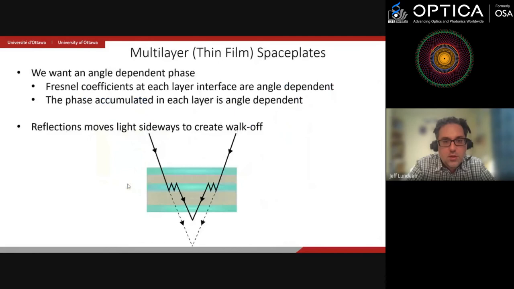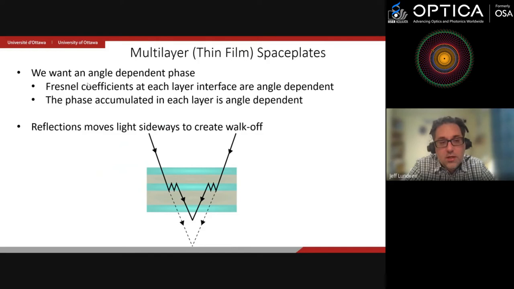We wanted to focus on multi-layer devices, so thin films, where you have parallel layers and are just changing the index between the layers. And there you can imagine that you can get an angle-dependent phase, because the Fresnel coefficients at each layer, if you remember them, are angle-dependent, but also the phase accumulated in each layer is angle-dependent. So every layer has those freedoms. And then if you have many layers, and say a few different types of indices, you have many different ways of controlling that phase.